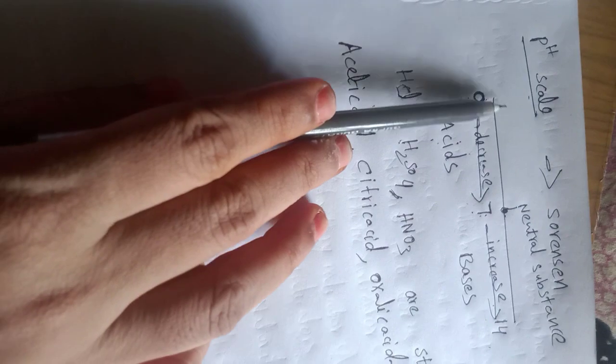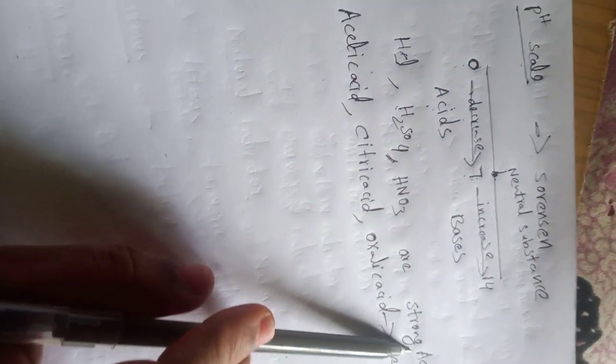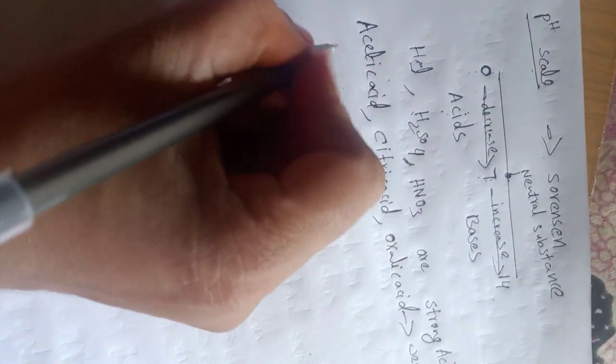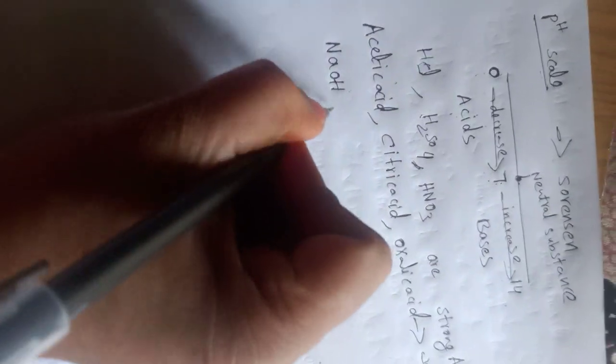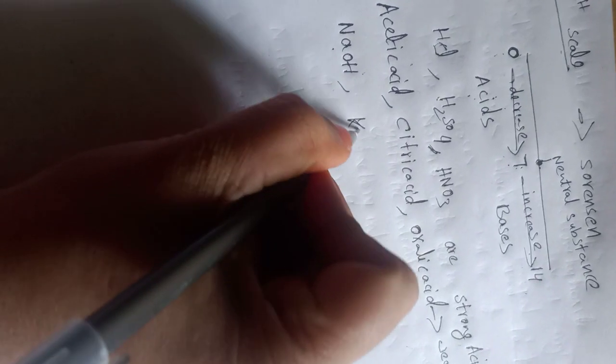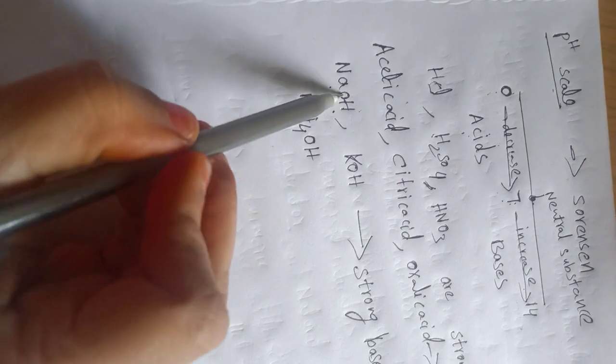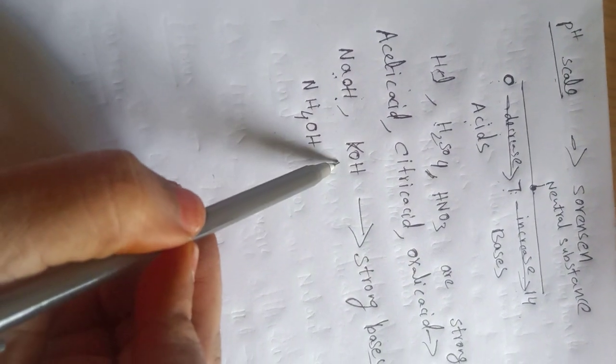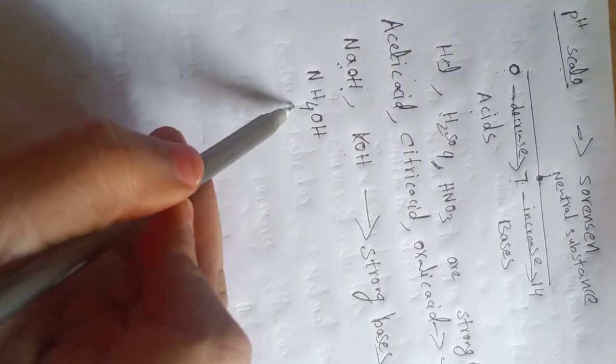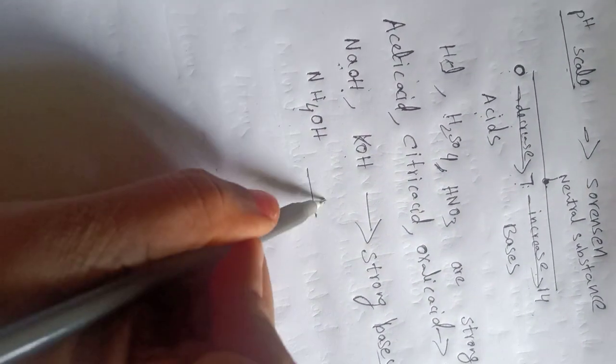By using these pH papers, based on the values we can tell which acids are weak and which acids are strong. Coming to the bases, NaOH, sodium hydroxide, and KOH, potassium hydroxide, are strong bases. And NH4OH, ammonium hydroxide, is a weak base.